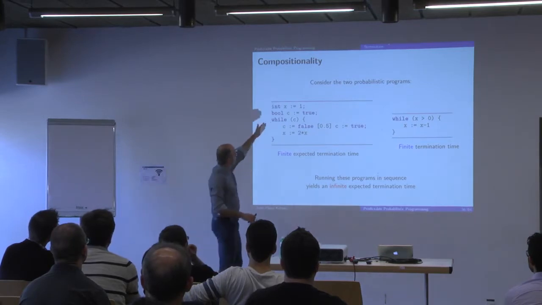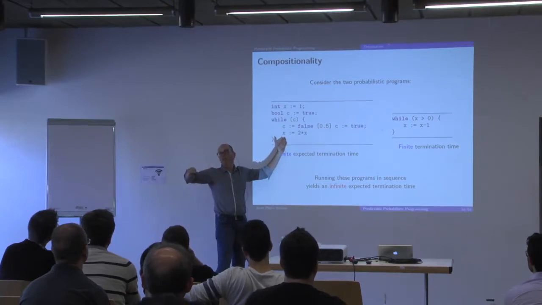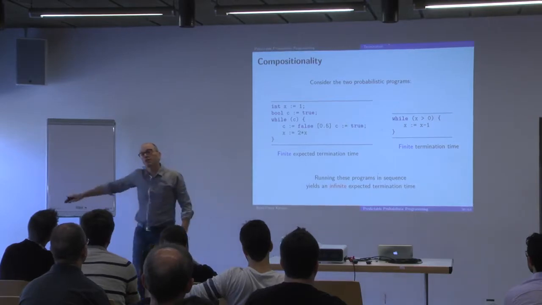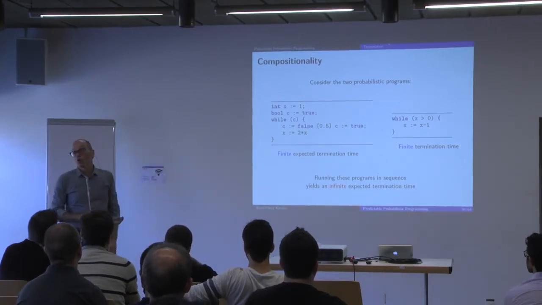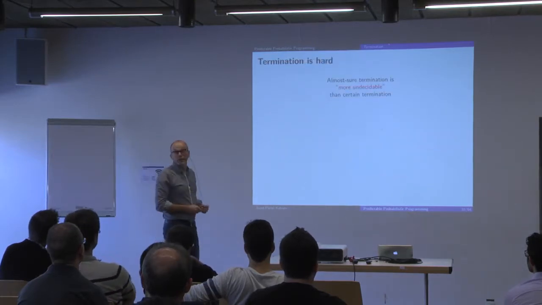Why is this? Well, the termination probability of this program is decaying exponentially. And in some sense, this exponential decay is compensated by the exponential growth of x. And then you count down linearly. That's basically the whole point. Okay. So termination is hard.